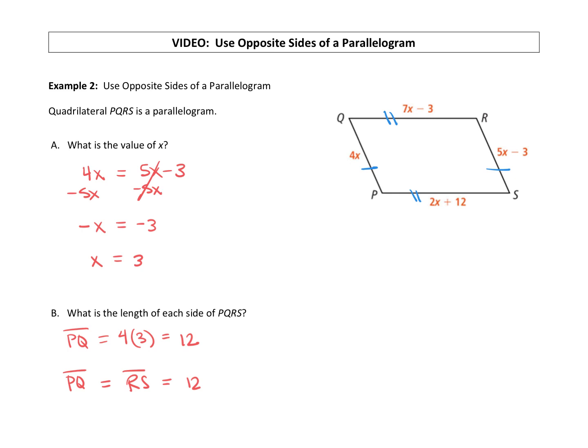Now let's take a look at QR is equal to 7 times x minus 3. So let's plug in a 3 for our x. 7 times 3 minus 3. Order of operations, we would do 7 times 3 first, which is 21, and 21 minus 3 is 18. So we know that QR is equal to the opposite side, PS, and those are both going to have the same length of 18. And now we've got all 4 sides of our parallelogram.